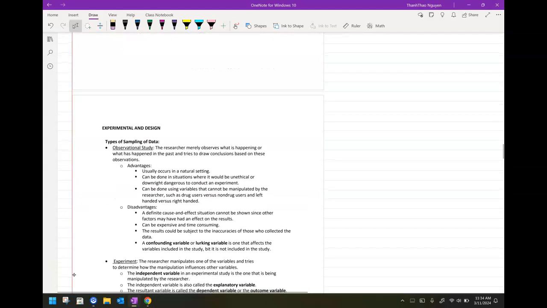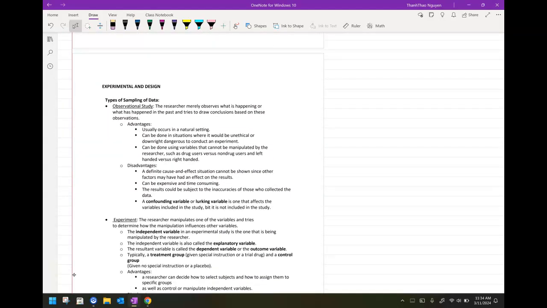Experimental design. So for the type of sampling data, you can have an observational study. The researcher merely observes what is happening or what happened in the past and tries to draw a conclusion based on observation. There are advantages and disadvantages to this. The advantage: it usually occurs in a natural setting. It can be done in situations where it would be unethical or downright dangerous to conduct an experiment. It can be done using variables that cannot be manipulated by the researcher, such as drug user versus non-drug user and left hand versus right hand.